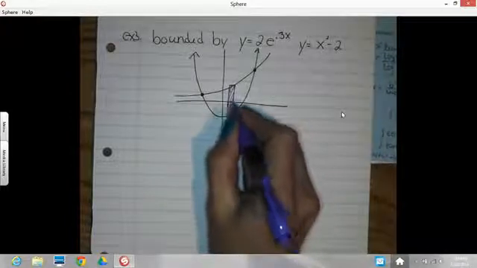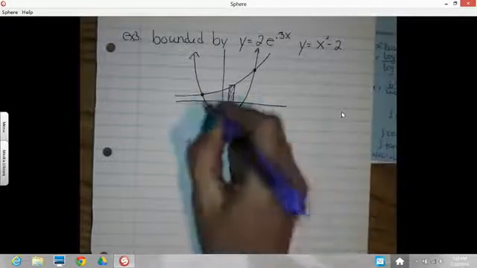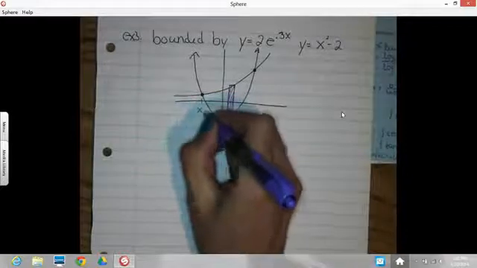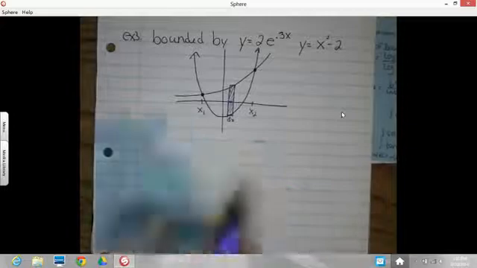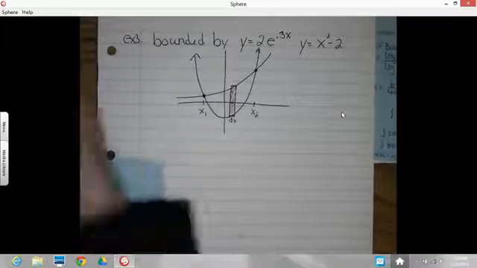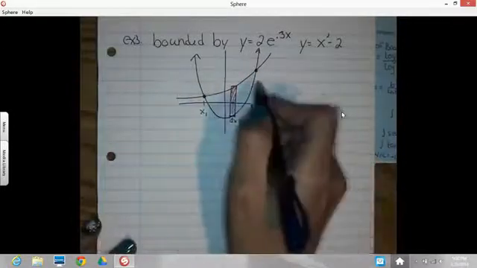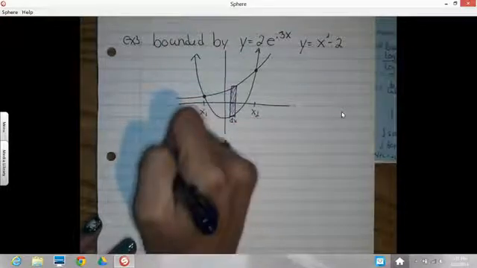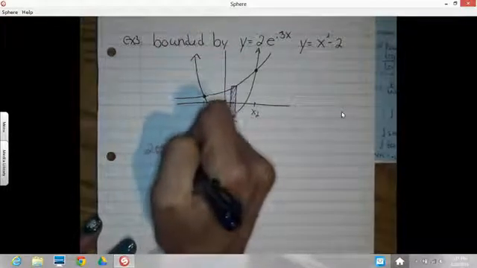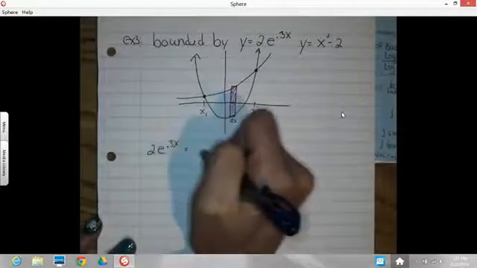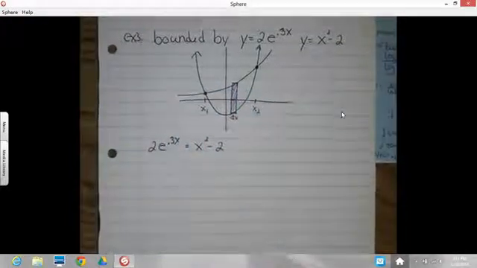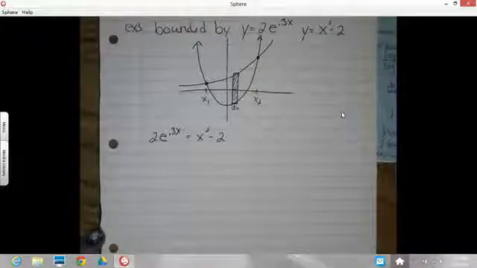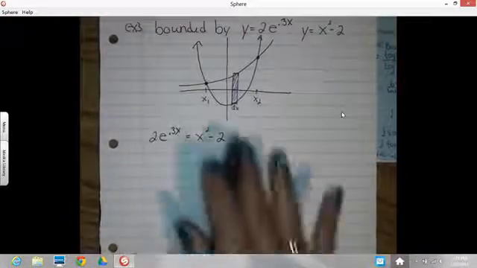So I want x boundaries, x1, x2, and I want my height in terms of x. So, set the equations equal to find the intersections. Okay, getting this, oh, I can't really solve that. I got to go back and find them on the calculator. Nice try on my part.